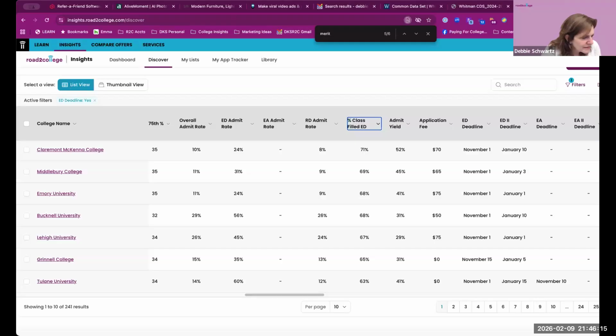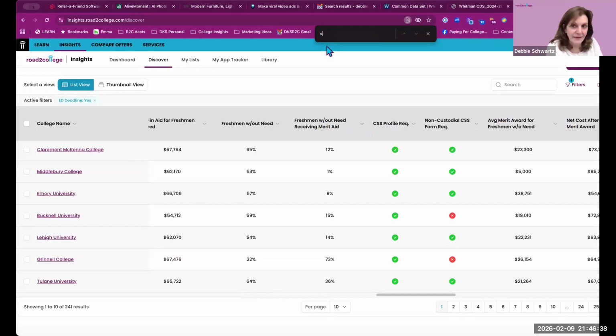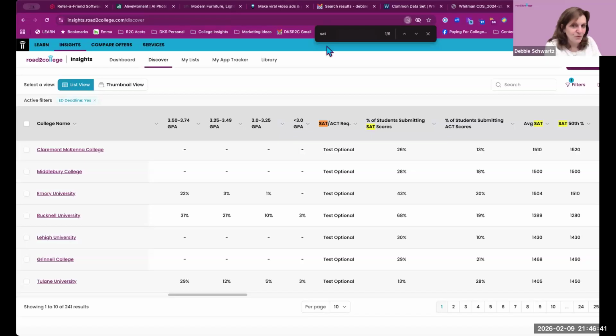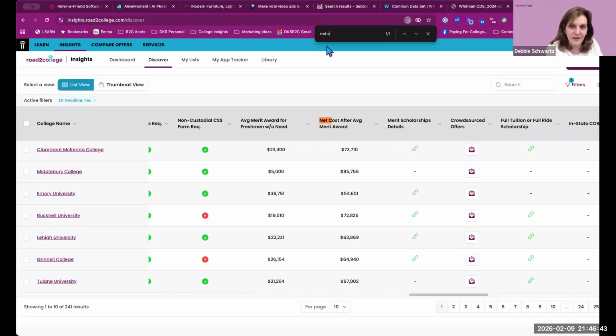Wait, how did you get to the little black box where you typed merit? Oh, that was just my control F. That's just me trying to navigate around the table faster. So I just did a control F and then typed in merit. You can type that in for anything. You can do control F and then type in SAT if you want to find the SAT column or find the net cost column. Okay, so I hope that helps you get around faster.